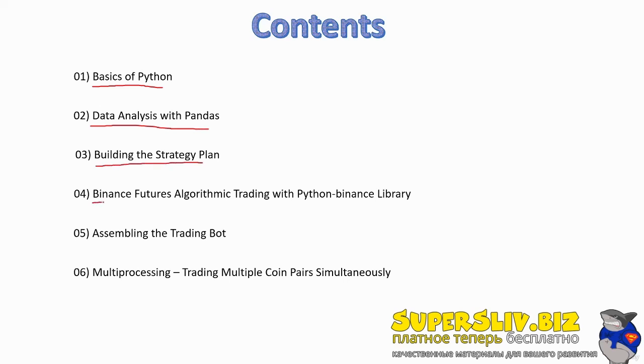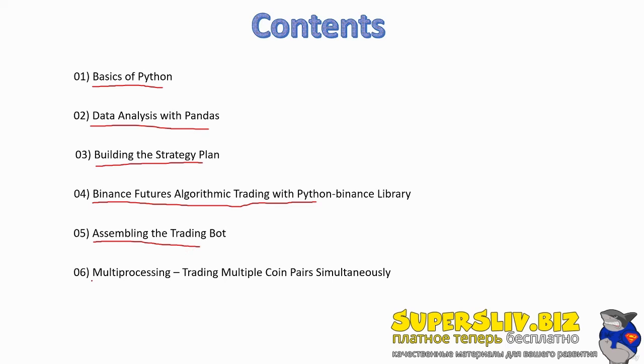Fourth section is Binance Futures algorithmic trading with Python. In this section, we are going to build functions of our trading bot. Next section is assembling the trading bot. In this part, we are putting all the functions together and build our trading bot.